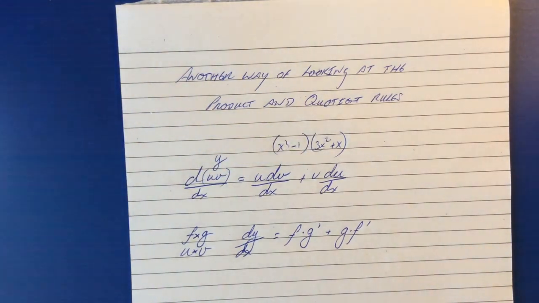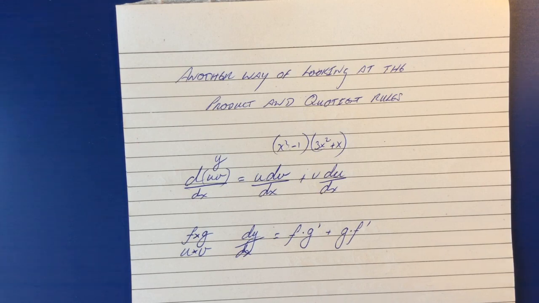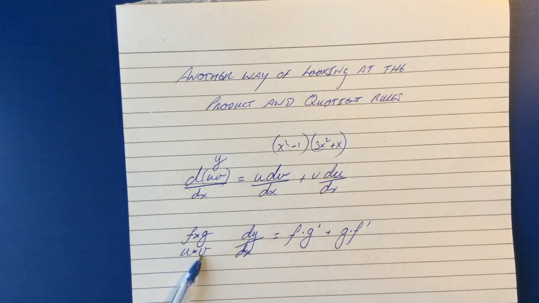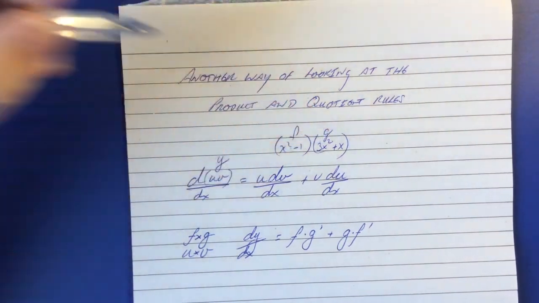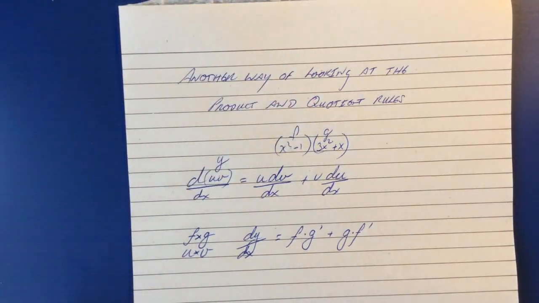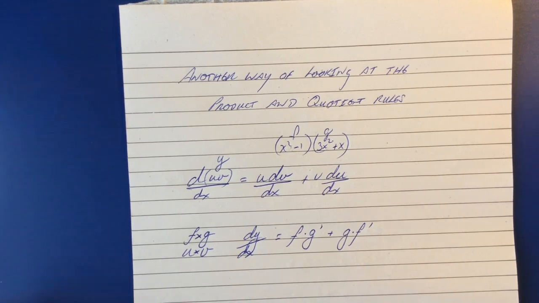Now, there's another way of writing this that I think is easier to remember. And because it's easier to remember, I find it easier to work with. So I'm just going to go through this. Instead of calling things u and v, I call things f and g. It's not a big deal. And what that allows me to do is to write this rule out with a more compact notation, which is easier, as I say, to remember.